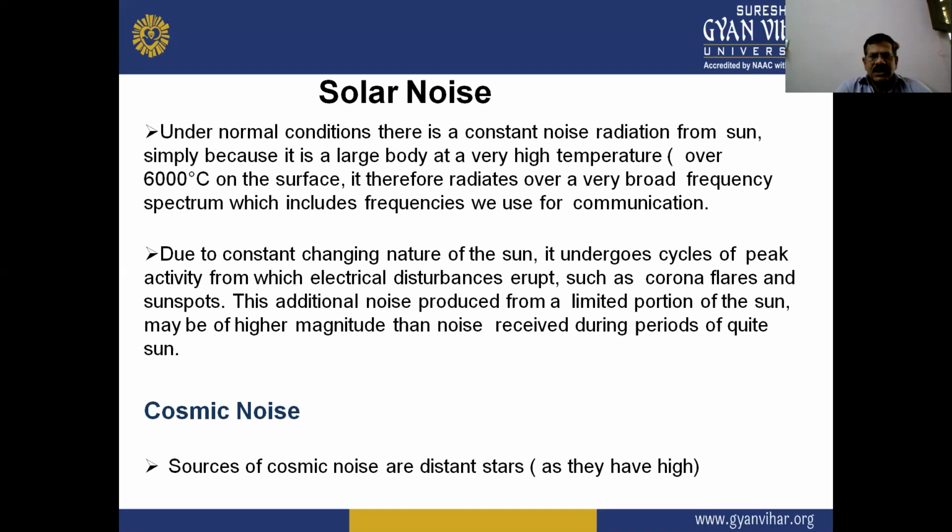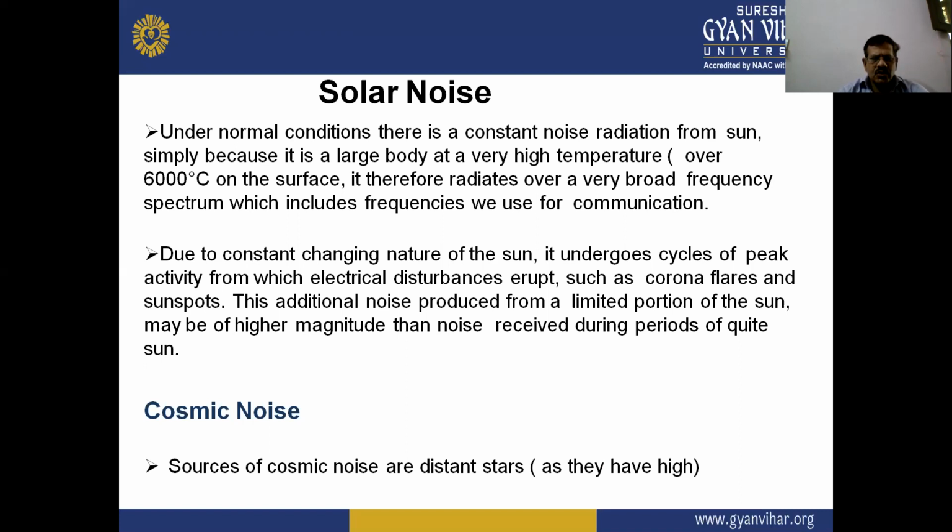Due to the constantly changing nature of the sun, it undergoes cycles of peak activity from which electrical disturbances erupt, such as corona flares and sunspots. This additional noise is produced from a limited portion of the sun, so it may be of higher magnitude than noise received during periods of quiet sun. So this is the solar noise, and the next one is the cosmic noise.